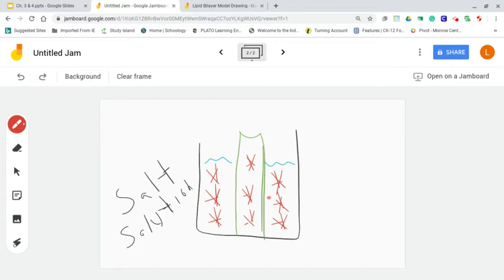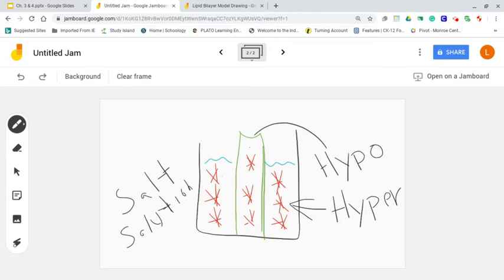And so what's going to happen if we identify our parts, what's hyper, what's hypo? So the inside of the celery is going to be hypo because it doesn't have as many salt particles, solute particles. And the water outside of the celery is going to be hyper. And we know water always moves from hypo to hyper. So in this case, the water is going to move out of the celery cells. And so that's going to cause the celery cells to shrink. And that's when it will become flimsy and soft.